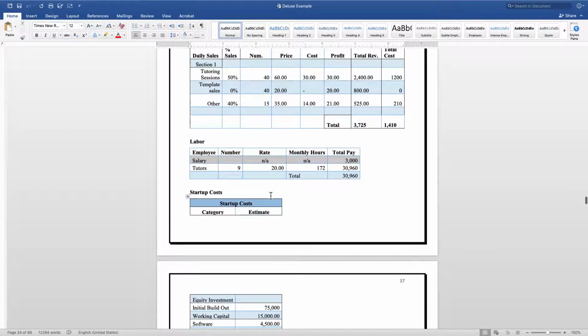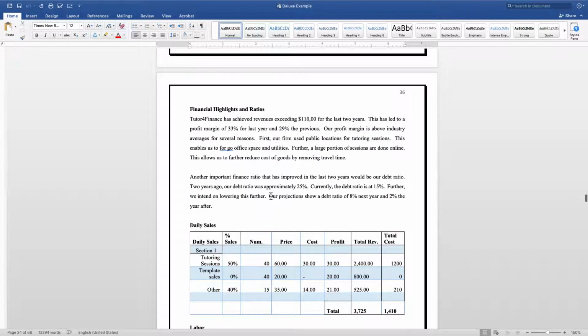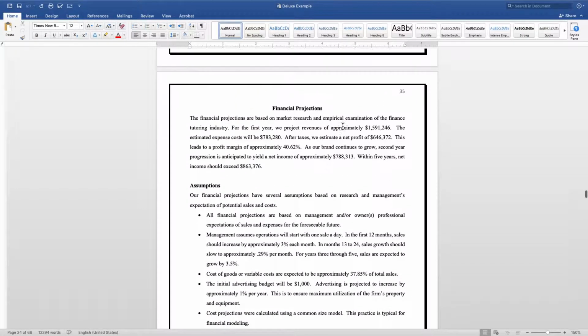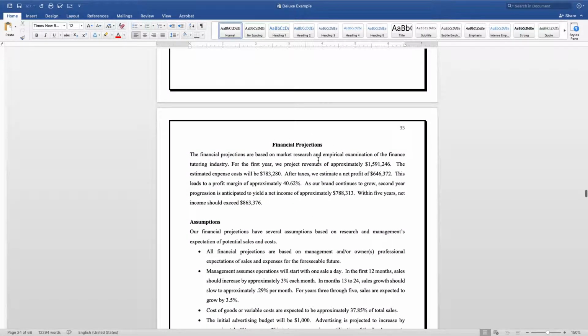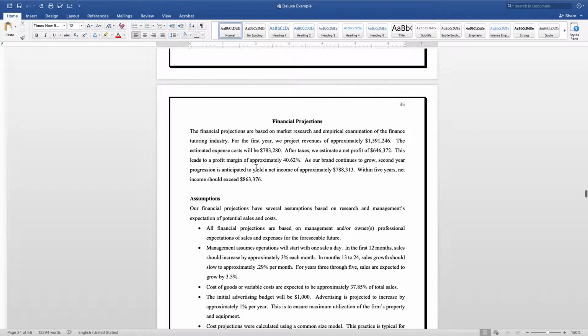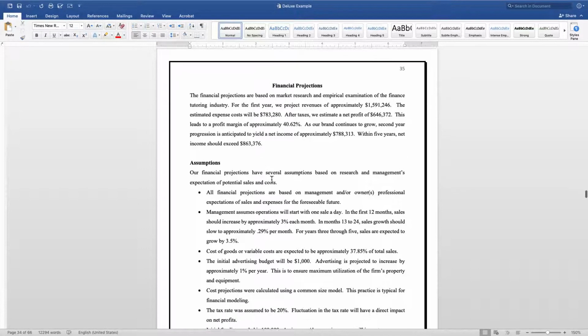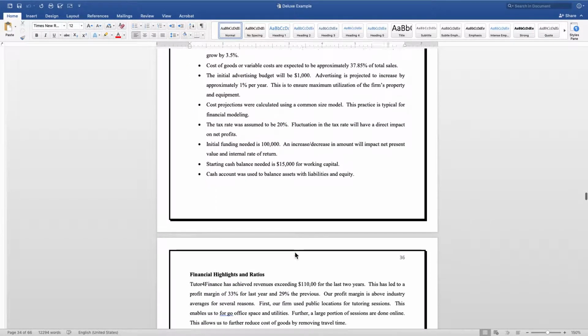The way that I structure my plans for my financial analysis is I'm always going to start with titling this section Financial Projections. Then I'll give a brief overview of what my projections are going to be. I state what my assumptions are.